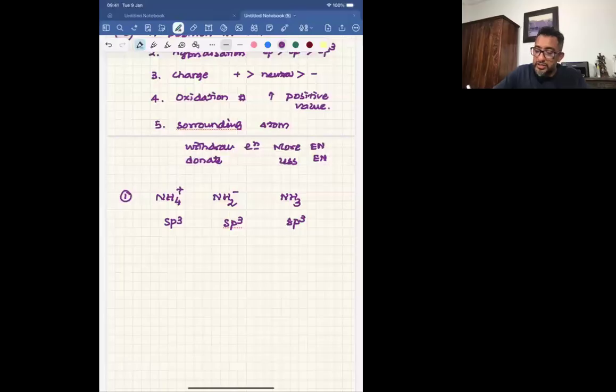Now you go to the charge. Charge is positive on nitrogen, negative on nitrogen, neutral here. What will happen? Having a positive charge is more electronegative. So ammonium is more electronegative than ammonia. Ammonia is more electronegative than NH2 minus. Check whether you are okay with that.